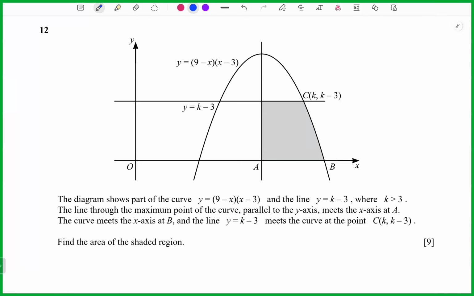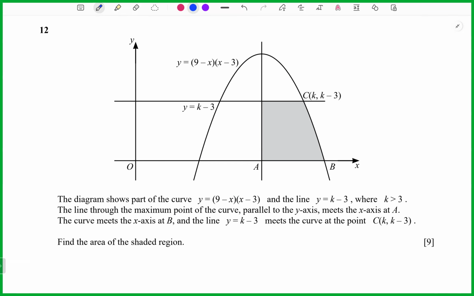Okay, the diagram shows part of the curve y equals (9 minus x)(x minus 3), and the line y equals k minus 3, where k is more than 3. The line through the maximum point of the curve is parallel to the y-axis and meets the x-axis at A. The curve meets the x-axis at B, and the line y equals k minus 3 meets the curve at the point C, (k, k minus 3). You need to find the area of the shaded region.